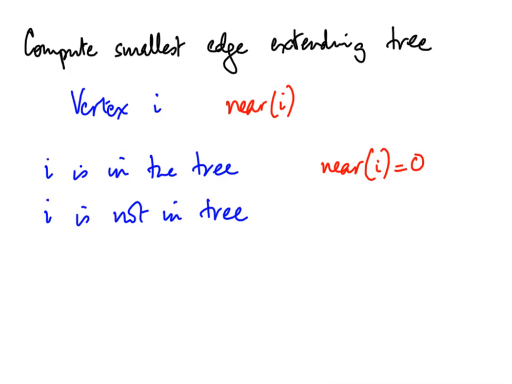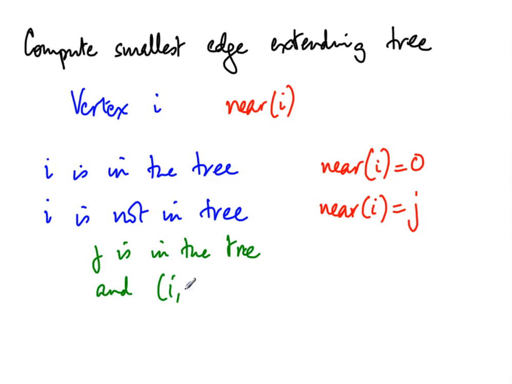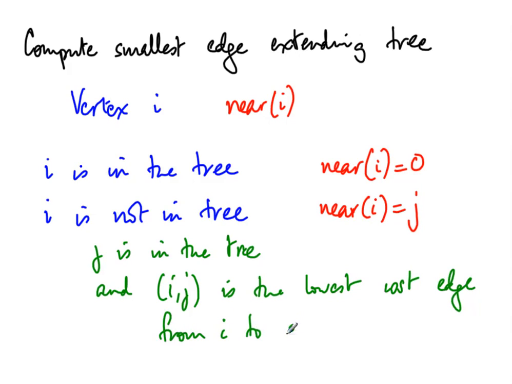then if near of I is equal to j, this means that j is in the tree and ij is the lowest cost edge from I to any vertex in the tree. In other words, I can be connected to this tree in possibly many different ways, but the best way to connect I to this tree is to use the edge ij, because among all the ways that I can be connected to the tree, ij is the smallest edge.